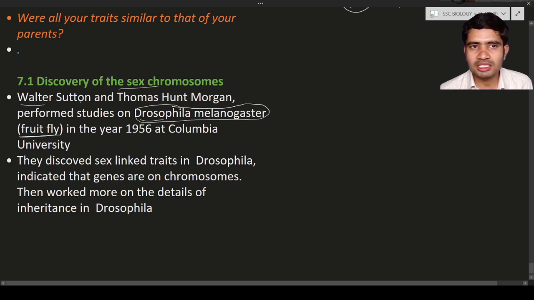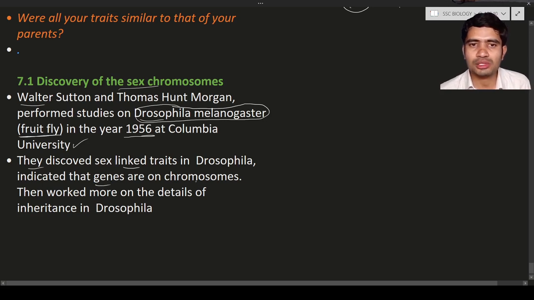Okay, so first these scientists, Walter Sutton and Thomas Hunt Morgan, found the sex linked chromosome in the Drosophila melanogaster while they were doing research on this fruit fly in the year 1956 at Columbia University. Columbia University means it is a college, or generally you can call it a university. They discovered the sex linked trait in Drosophila, which indicated that the genes are on the chromosomes.